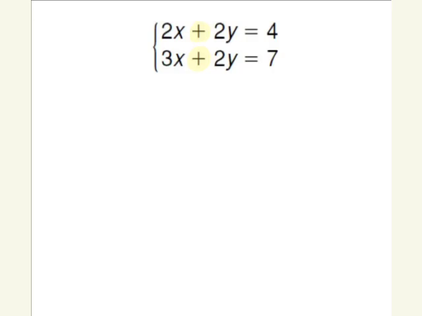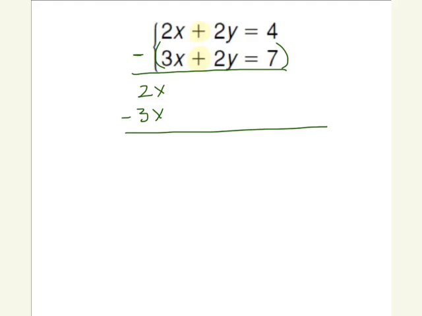We can subtract the bottom from the top. So everything on the bottom, what it's really saying is 2x minus 3x. This is saying 2y minus 2y. 4 minus 7. So what's happening is this is going to be a negative 1x. These cancel out. I get negative 3. I divide by negative 1.